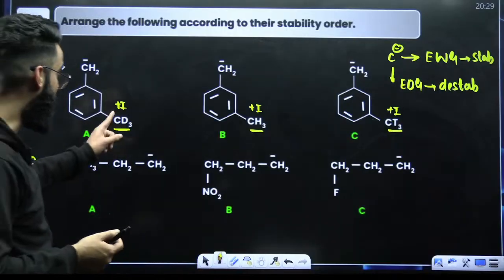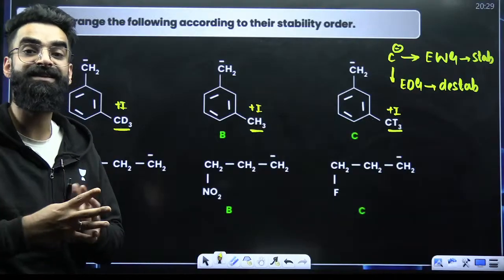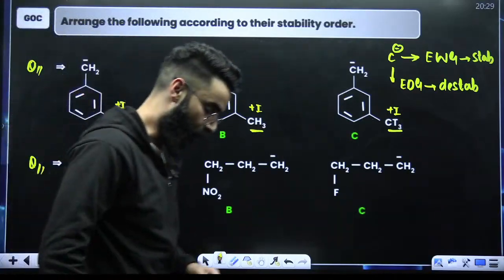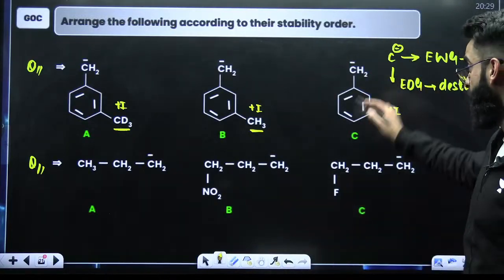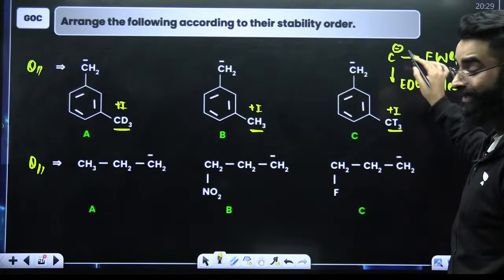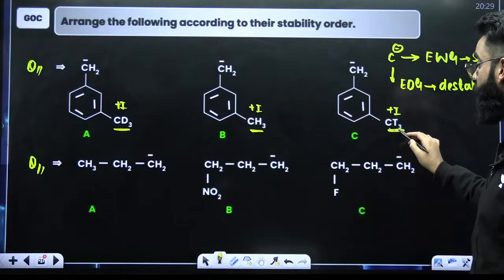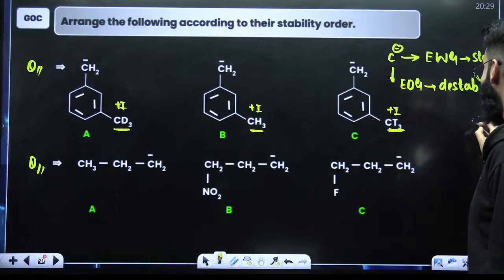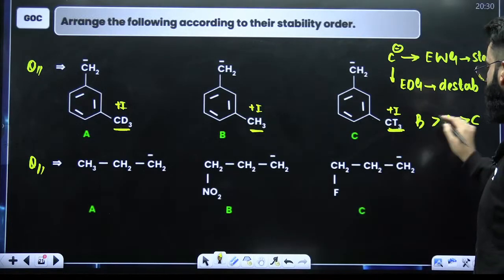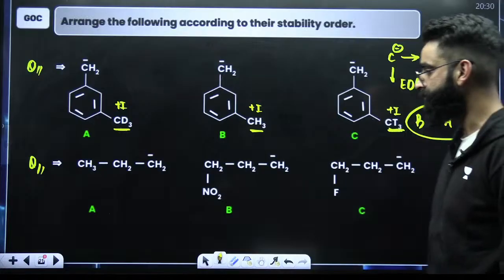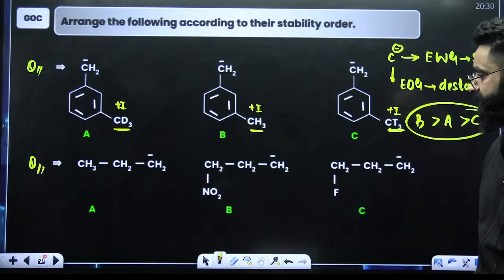So which one among these 3 is comparatively less donating? It is going to be B, right? I told you already, carbanions are stabilized by electron withdrawing groups and destabilized by electron donating groups. These are all electron donating groups, but this one is more donating. More donating means C is going to be least stable, followed by A, followed by B. B is going to be the most stable among all. Correct?